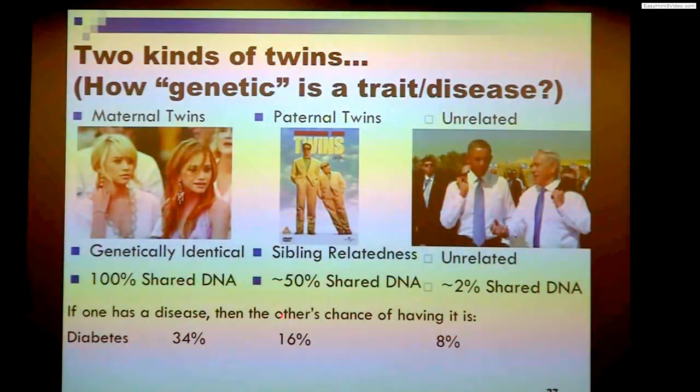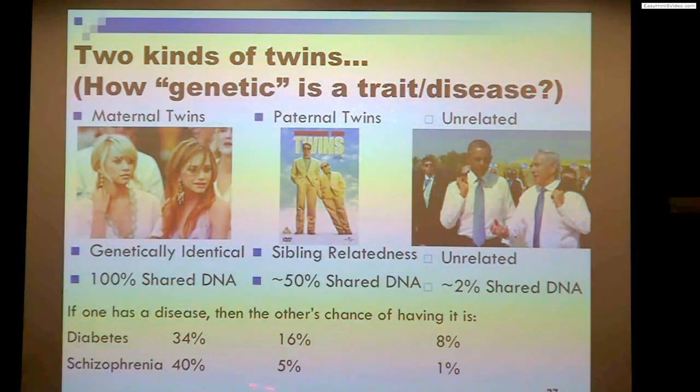If you've got a paternal twin that has diabetes, your rate is like 16%. And if someone unrelated to you has diabetes, your chance of having diabetes is the same as the chance in the population, which is 8%. So the difference between these three numbers lets you compute how genetic something is. Obviously, if there's a big separation between these numbers, it's genetic. What if all of these numbers were the same? What would that tell you? It's not genetic, right? Does that make sense?